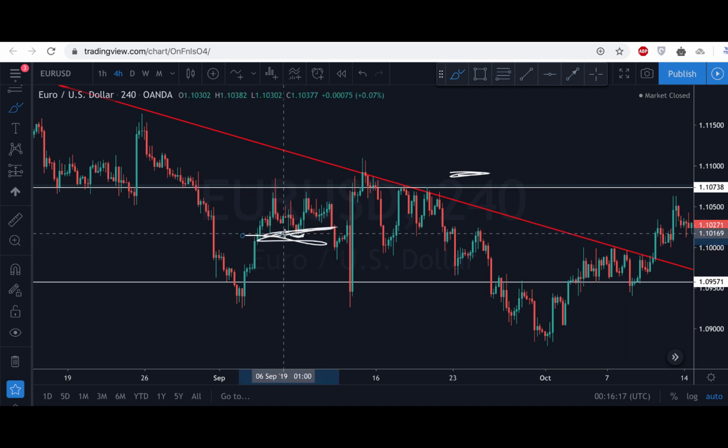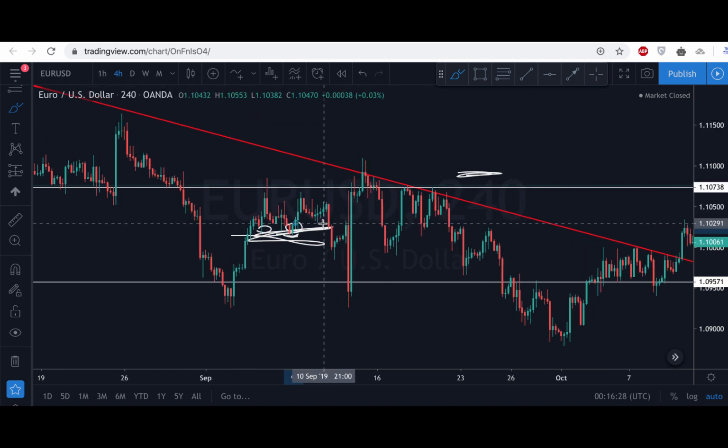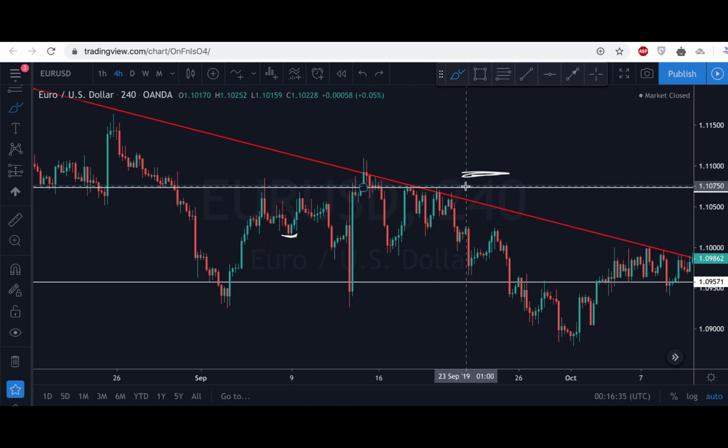When the market started to range, it started creating these support levels. Support level 1, support level 2. Okay? And this is a 4 hour time frame, so it's still pretty strong. It's not like a weak support or whatever. It's still an important support.